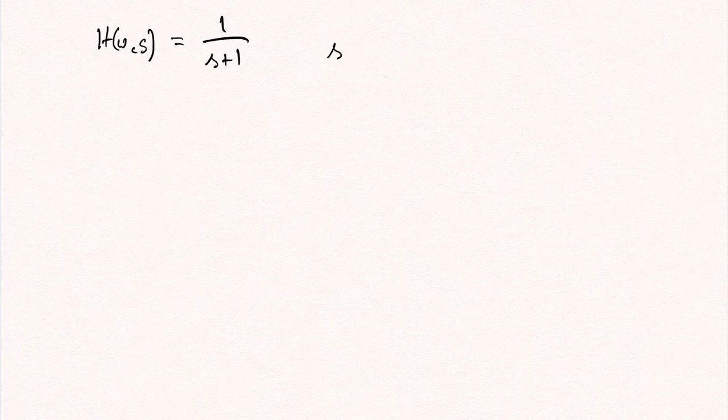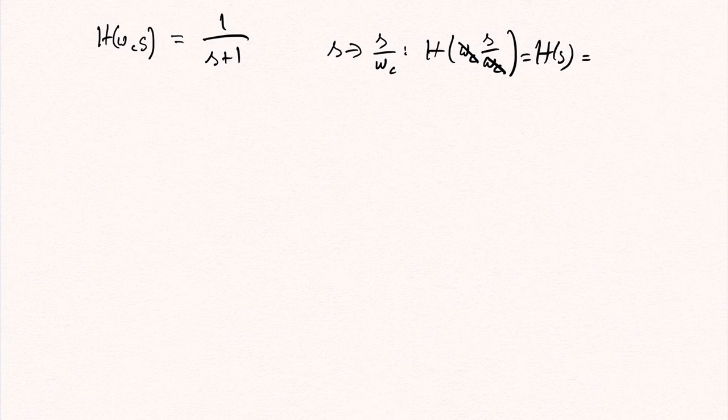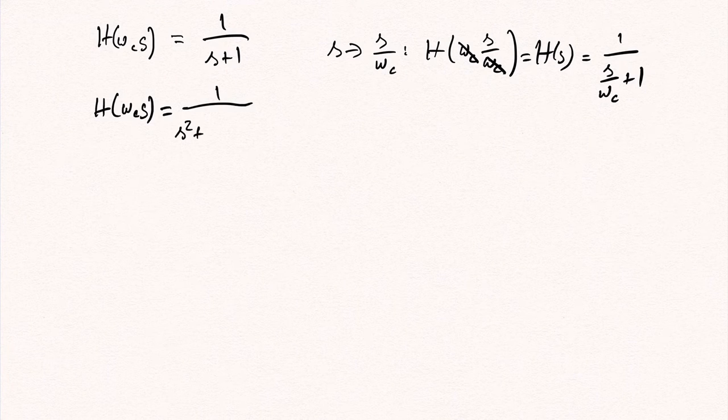Then, by replacing the normalized s by the real s divided by omega c, we get H of omega c times s divided by omega c, so that omega c cancels out, which is equal to H of s is equal to 1 divided by s divided by omega c plus 1, where now the expression is given in real s. The transfer function of the second order Butterworth filter is given by H of omega c s equal to 1 divided by s squared plus the square root of 2 s plus 1.